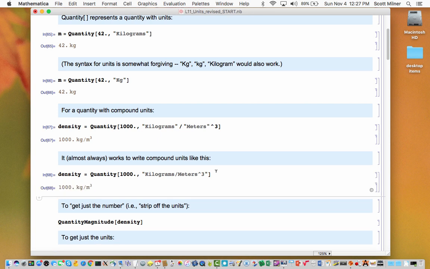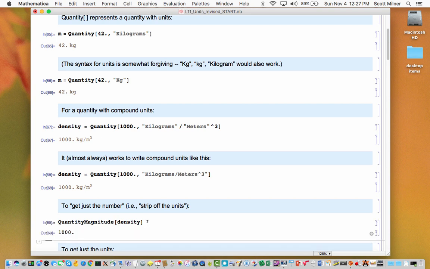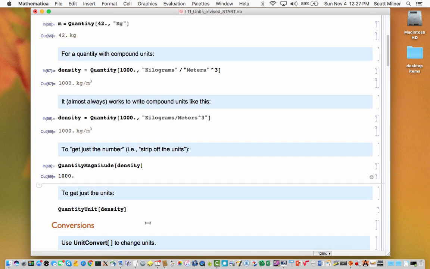If you want to get the number back, in other words, to strip off the units, then you use the function QuantityMagnitude. So QuantityMagnitude of the density I've just defined is 1,000 without the units. If you just want the units, that's QuantityUnit.